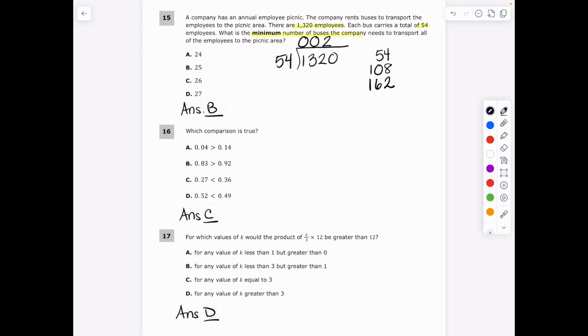So luckily I know that 2 times 54 is 108 because I did it on the side. I can subtract, and I get 24. All right, let's bring down that 0. And now I have to count again. How many 54s can I get out of 240?